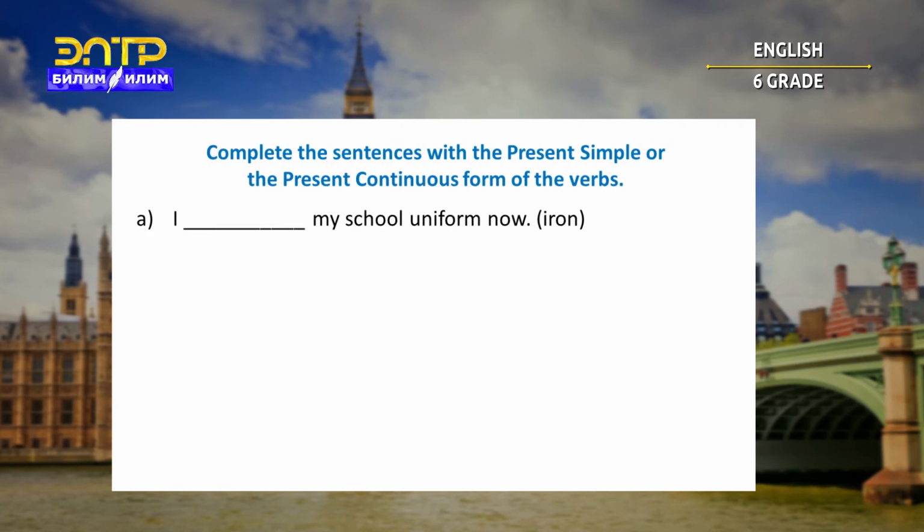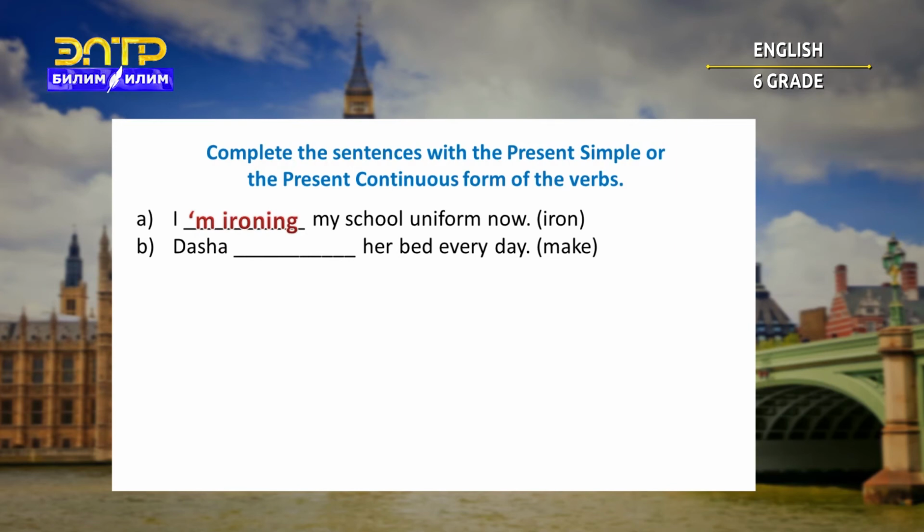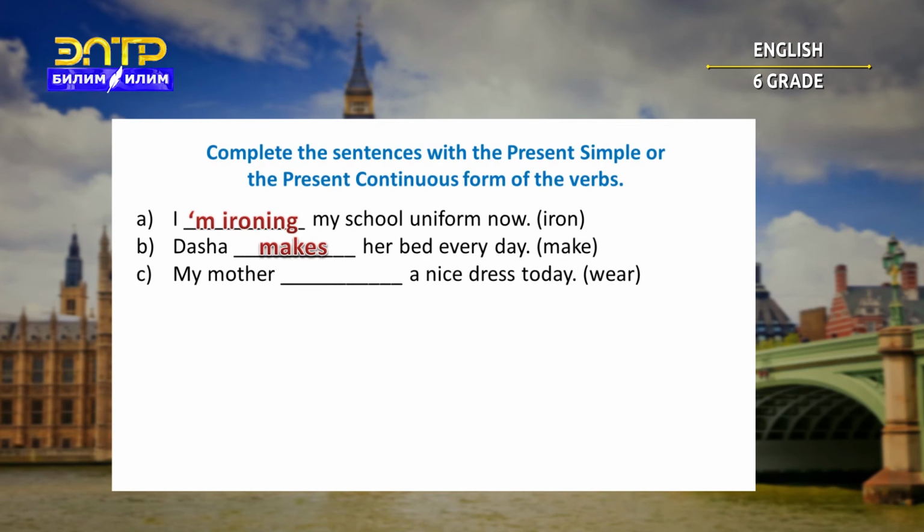A. I am ironing my school uniform now. Here we use present continuous because it's an action happening now. B. Dasha makes her bed every day. This is present simple because this action happens every day. C. My mother is wearing a nice dress today. It's an action that's happening today, present continuous.